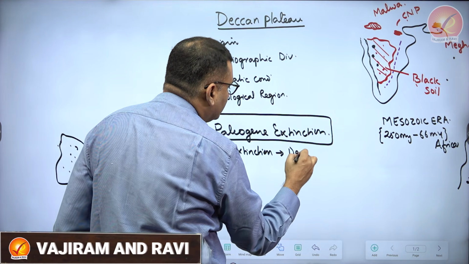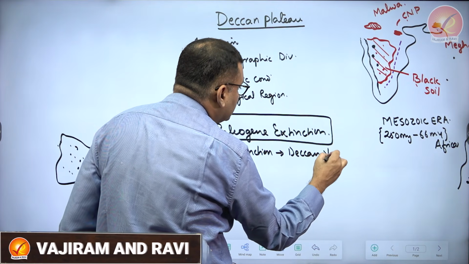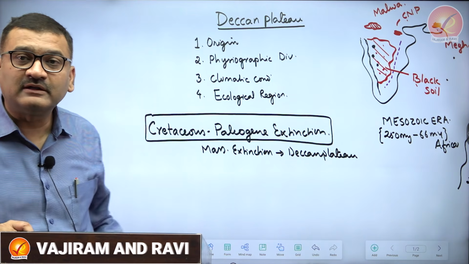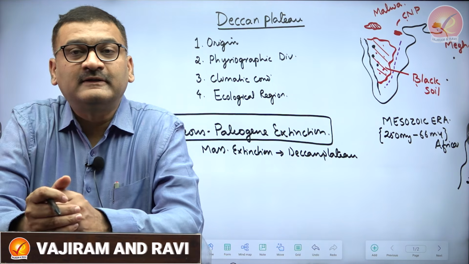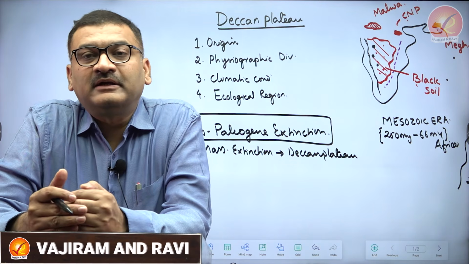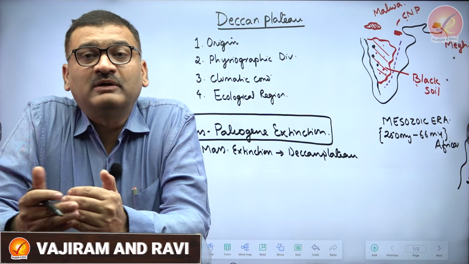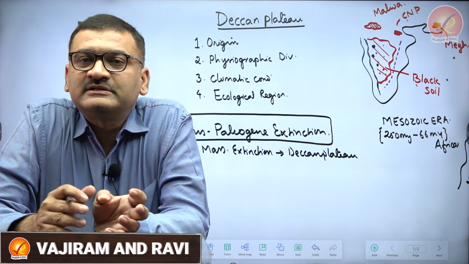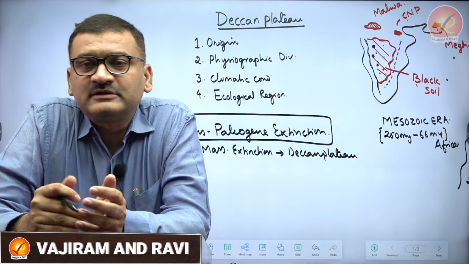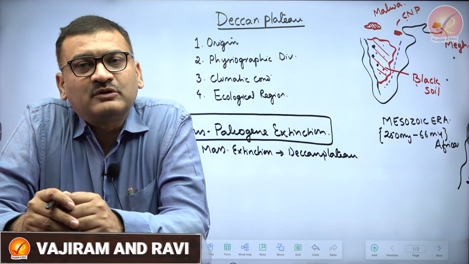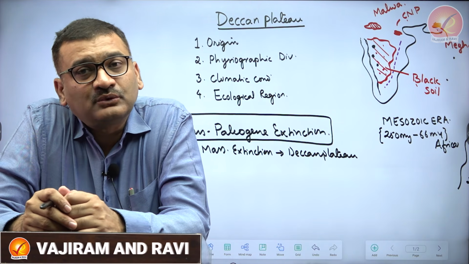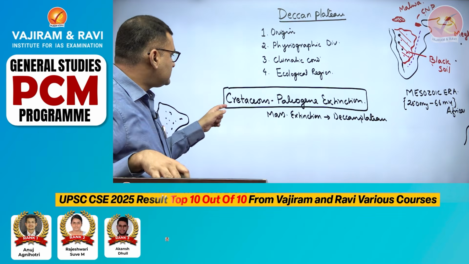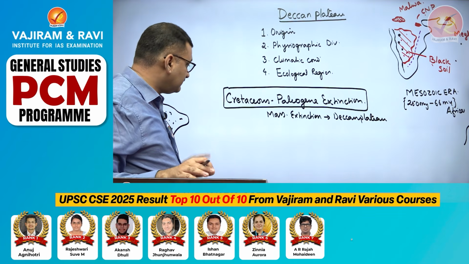caused by formation of Deccan Plateau, and this Cretaceous-Paleogene extinction also corresponds with, meaning in this same period there was also a phase of global extinction. So there is an overlap. Cretaceous-Paleogene extinction is the same period. In the same period, if you see globally, there was a mass extinction going on due to the climate change, right? So this is one aspect of Deccan.